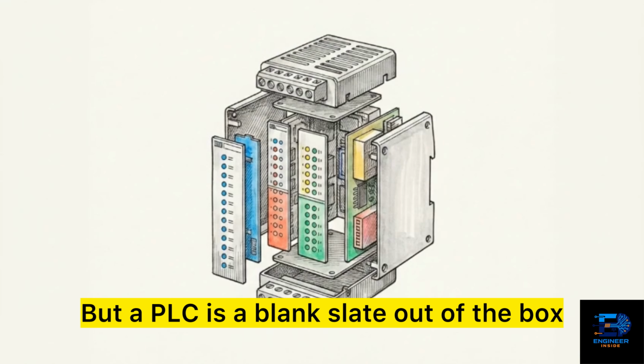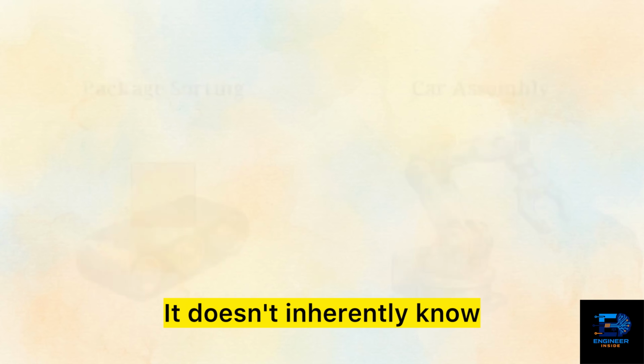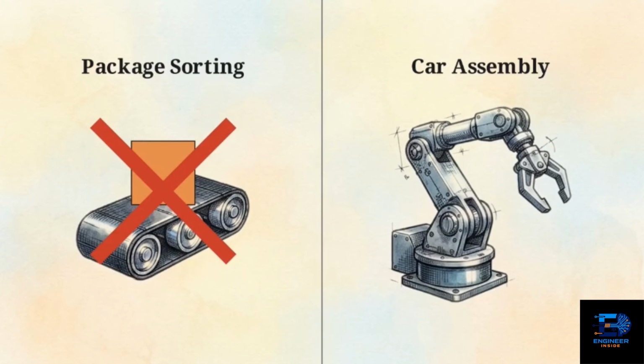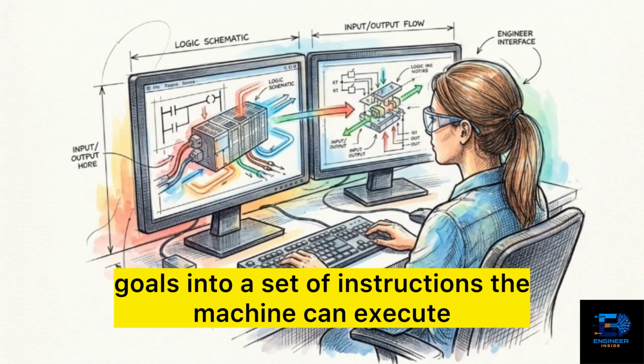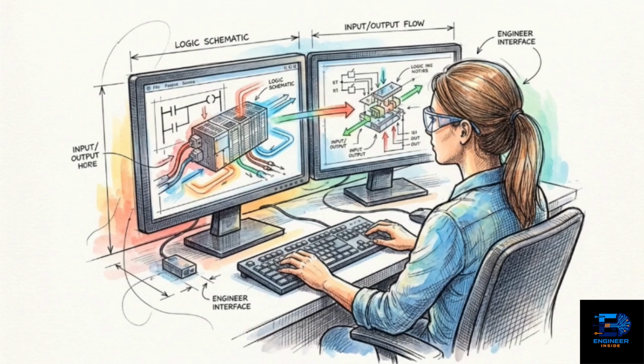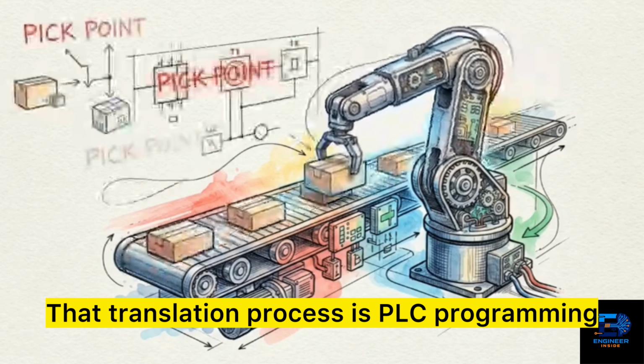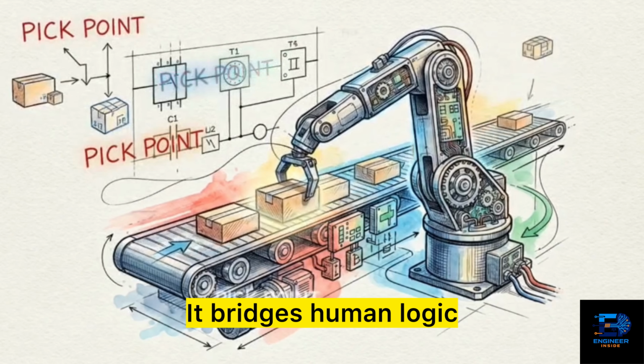But a PLC is a blank slate out of the box. It doesn't inherently know how to sort packages or build a car. Humans have to translate their operational goals into a set of instructions the machine can execute. That translation process is PLC programming. It bridges human logic and mechanical action, keeping the entire system running seamlessly.